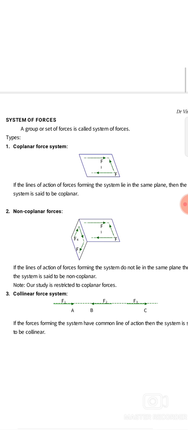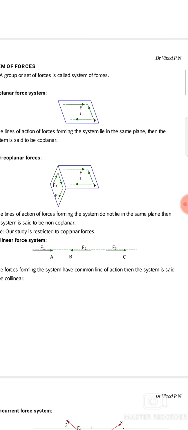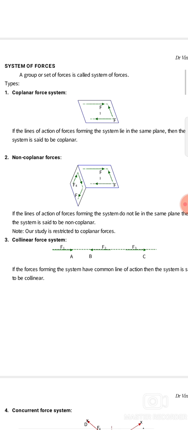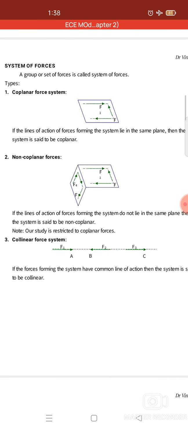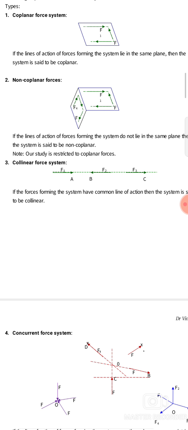The number of forces acting in a single plane, or in the same plane. If the lines of action of forces forming the system lie in the same plane, then the system is said to be coplanar. Non-coplanar forces are the opposite: if the lines of action of forces forming the system do not lie in the same plane, that system of forces is said to be non-coplanar. And our study is restricted to coplanar forces.